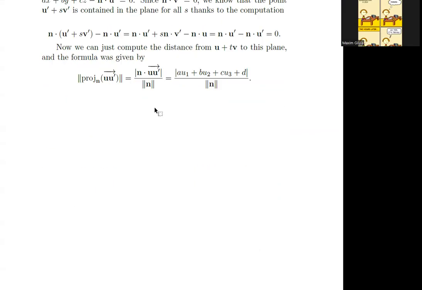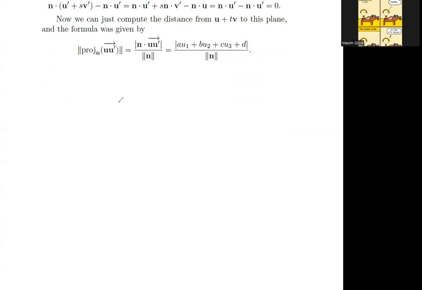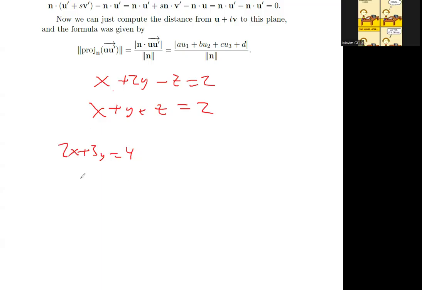I think I should also talk about two planes intersecting. So if I think about x plus 2y minus z equals 2, and, I don't know, x plus y plus z equals 2, then two planes actually intersect in a line. So how do I figure out what line it is? There's a lot of different ways. You could use the Cartesian form of the line. So if I add the two equations, I get something like 2x plus 3y equals 4. So I get x equals 4 minus 3y over 2.